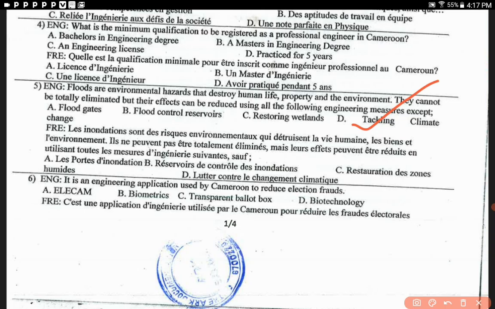But now let's look at the other option, which is tackling climate change. Tackling climate change is an important global policy and also a mitigation goal. So it is not a specific engineering countermeasure. So we cannot say that engineers should be the one to implement tackling of climate change. So that is why I am saying that the answer is going to be D.